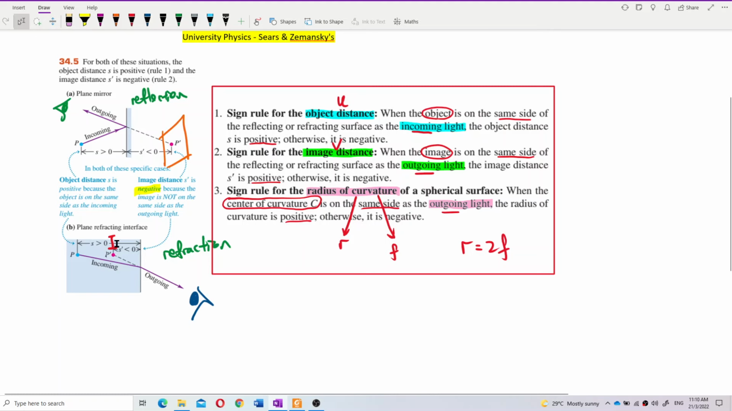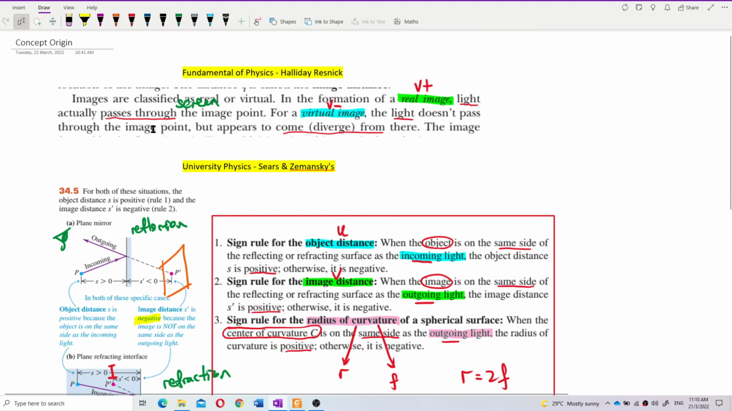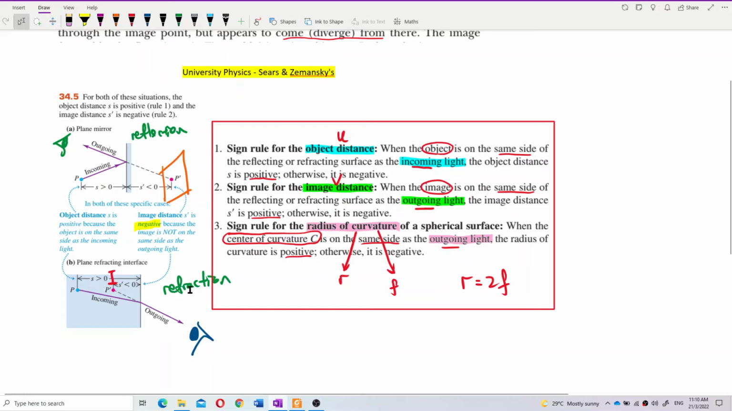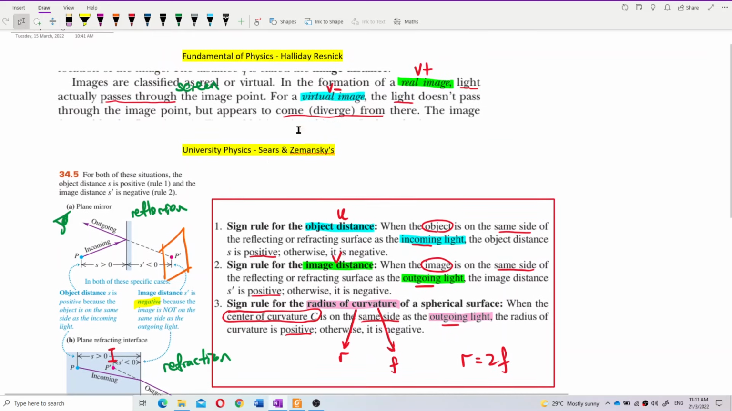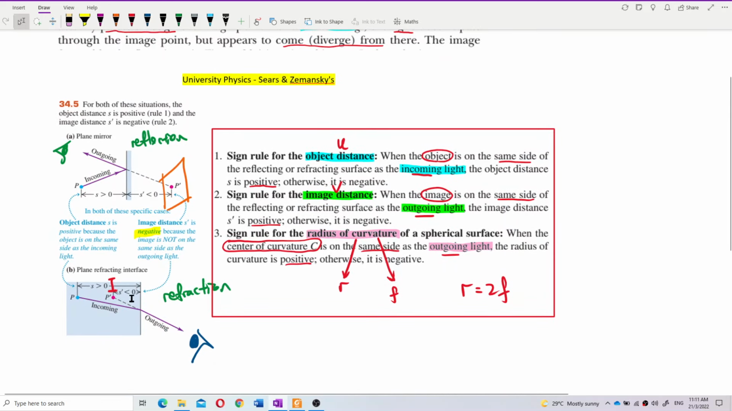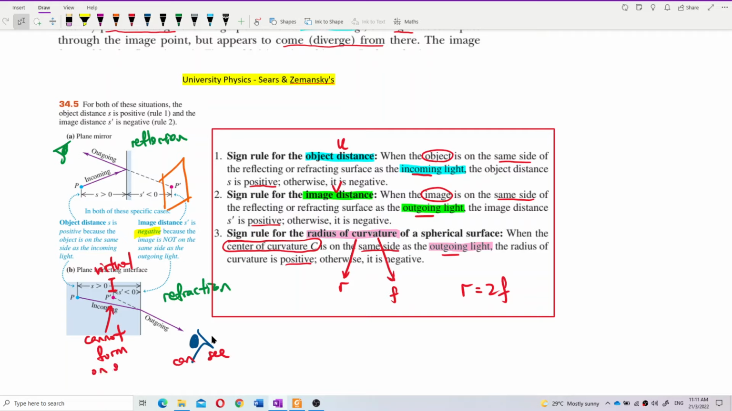The outgoing light doesn't pass through the image, but it seems to come from the image. That's the virtual image. Understand? We still can see it, but it cannot form on screen. You put the screen there, nothing is formed there. This is a virtual image, cannot form on screen, but we still can see because the outgoing light goes to our eye.